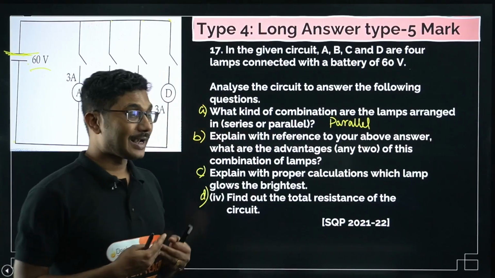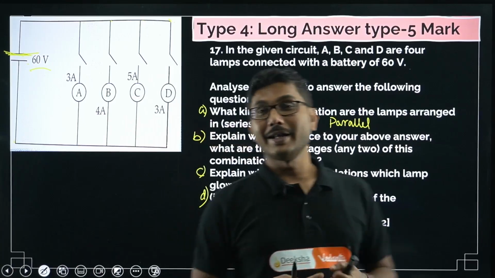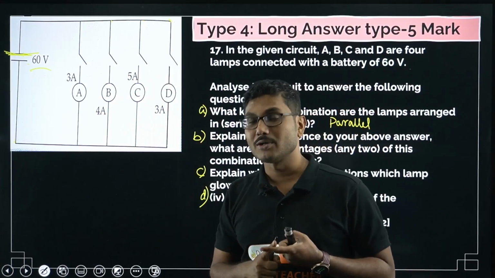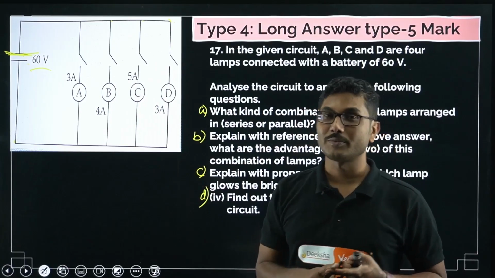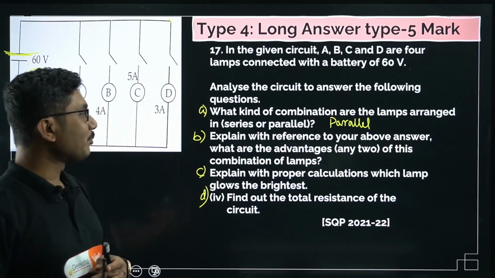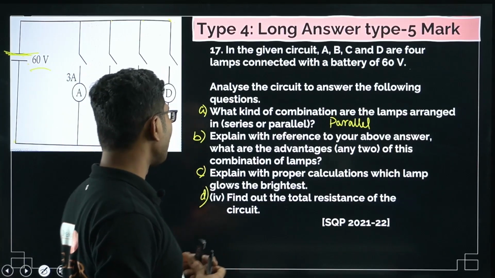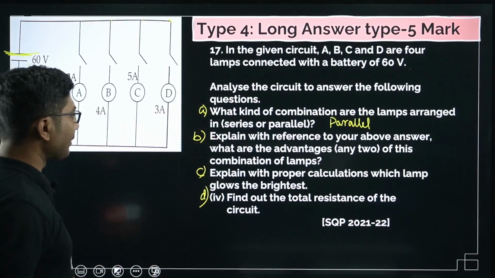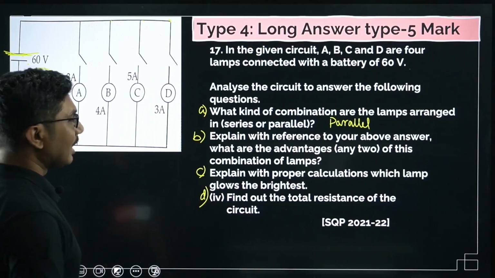Jokes apart, parallel combination is basically when they are independent from each other. So they will have the maximum power output and they can function even if one of them is fused, right? So that is the parallel combination. Now explain with proper calculations which lamp glows the brightest. So which lamp glows the brightest? How can we do that?